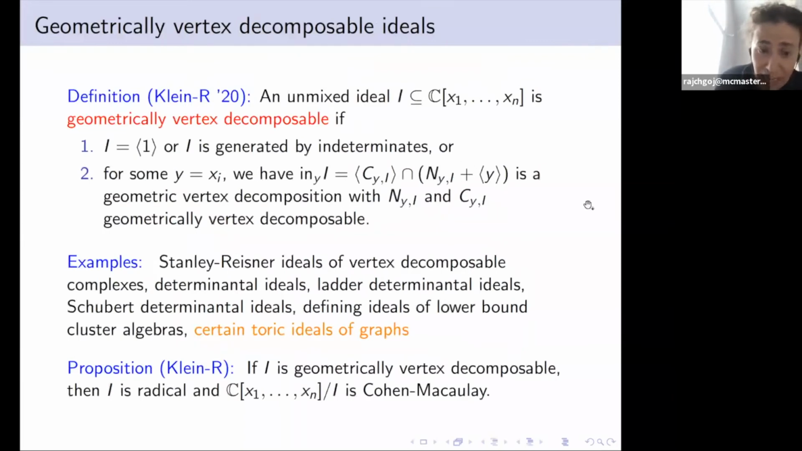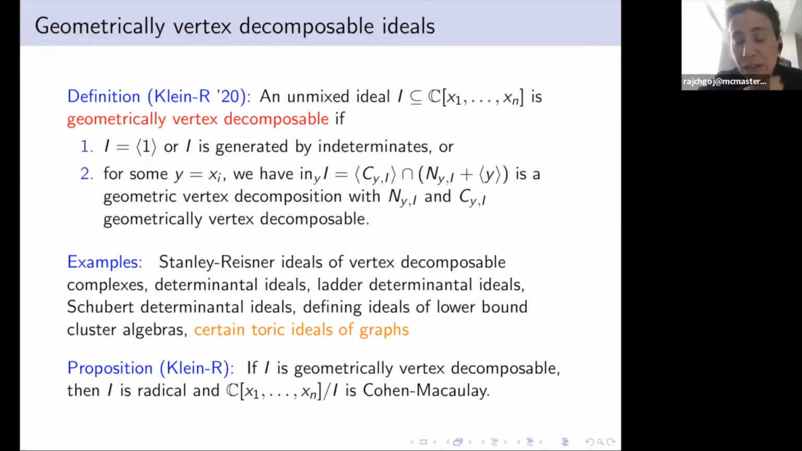And so then again, mirroring the situation for simplicial complexes, Patricia Klein and I extended in the natural way what Knutson-Miller-Yong did to define a geometrically vertex decomposable ideal. And that just says I is geometrically vertex decomposable if it's unmixed. That's the analog of being a pure simplicial complex.